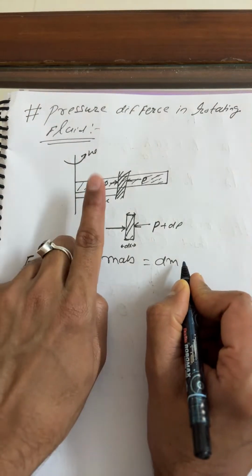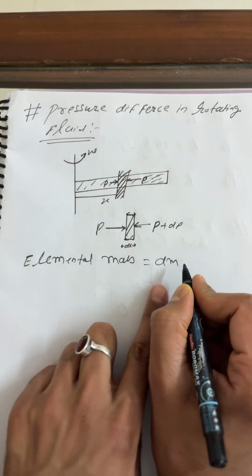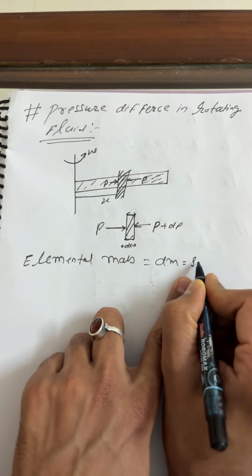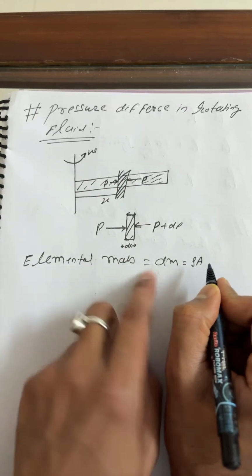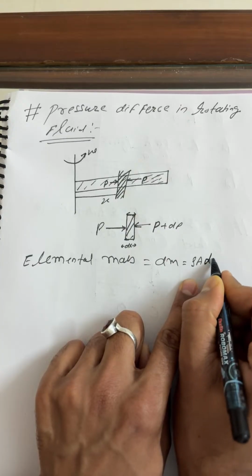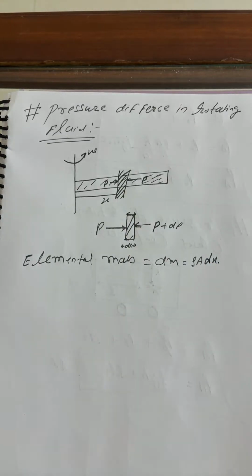For the liquid in the container, the density remains rho. And A is the area of the container, my dear. And the length here is dx. So you can write dm is equal to rho A into dx.